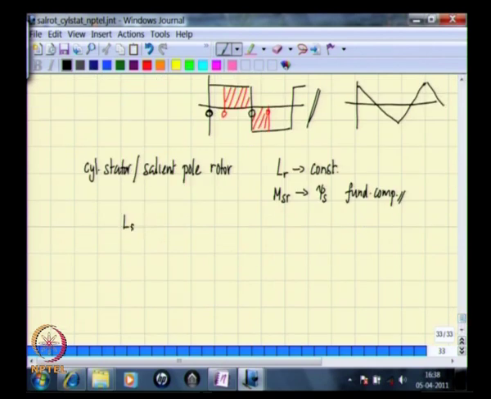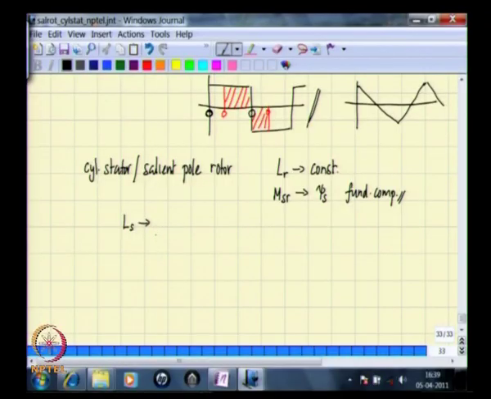In order to determine the self inductance, we found that the problem is not so simple, because of the very involved variations in the air gap that the stator would see as the rotor rotates. Therefore we can't do it in a simple way, we applied two reaction theory. So, all this we have done.